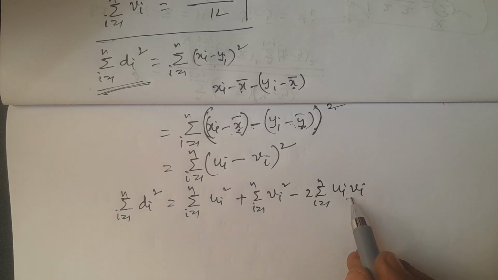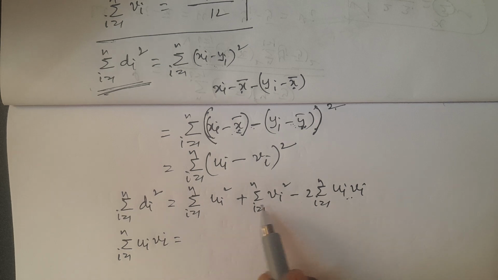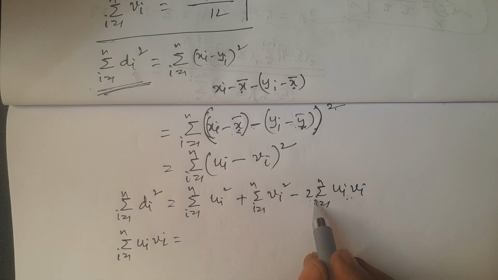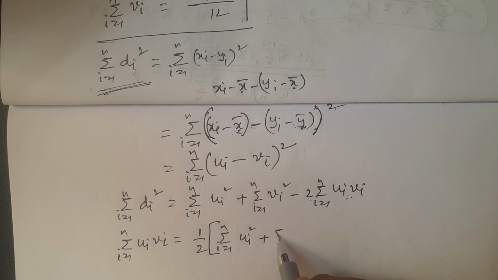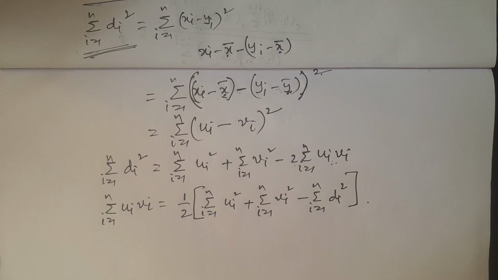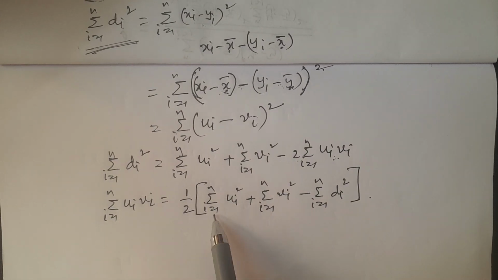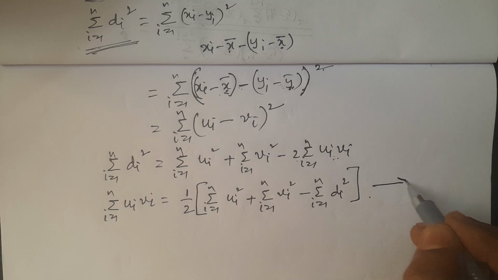Now you have to calculate summation ui vi. Therefore summation i equal to 1 to n of ui vi is equivalent to: you take summation di square on the right hand side and this one minus of the term on the left hand side, so it becomes plus and this becomes minus, and divided by 2. So it is 1 by 2 multiplied by summation ui square plus summation vi square minus summation di square. Is it right? Okay, have you understood this? This is what summation ui vi is equal to: 1 by 2 into summation ui square plus summation vi square minus summation di square.